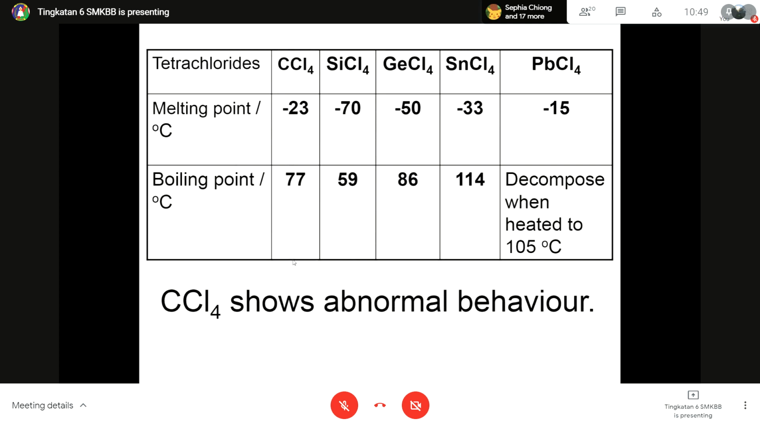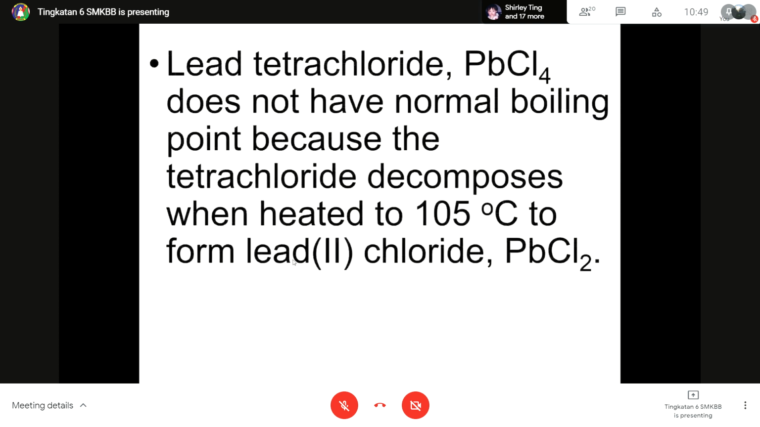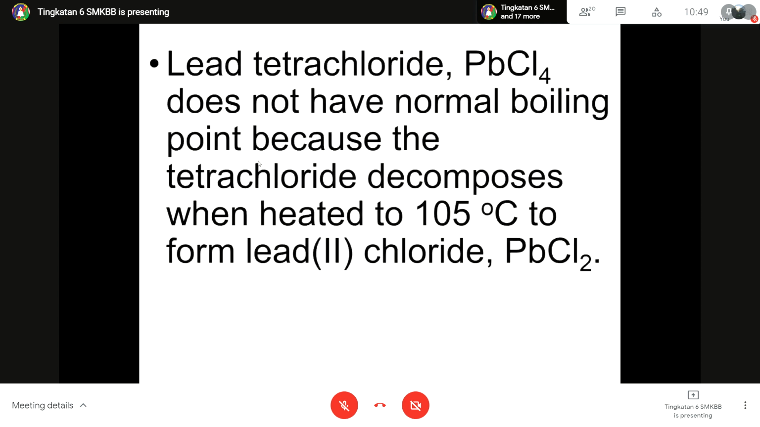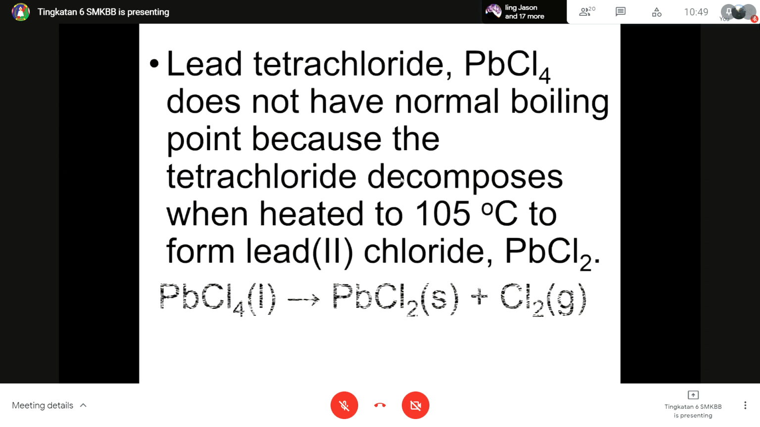Okay, but still, of course, PbCl4, no boiling point, of course, you should know. It does not have a normal boiling point because it decomposes when heated to a certain temperature. Then when it decomposes, how? Becomes PbCl2 with the release of chlorine gas. So you can imagine when you let your Pb react with chlorine, even though you get PbCl4, immediately it will decompose because of the heating process. Okay? So that will be the reasoning. So that is boiling point.